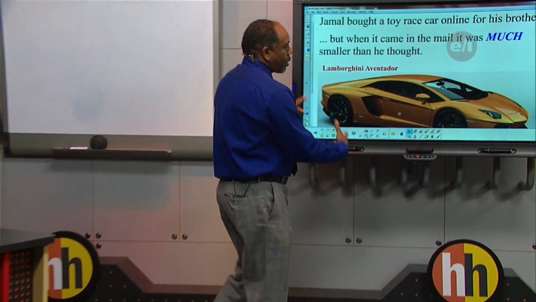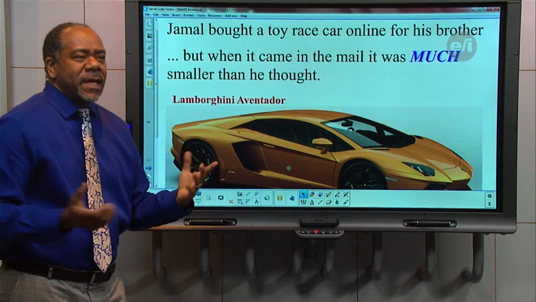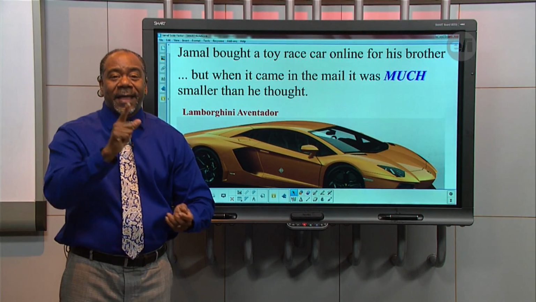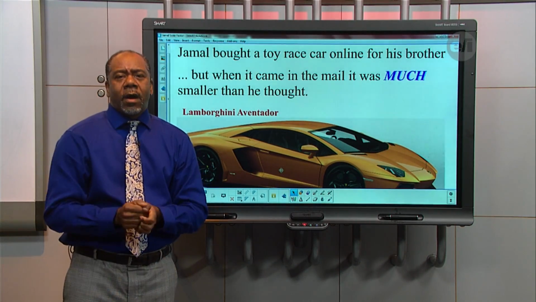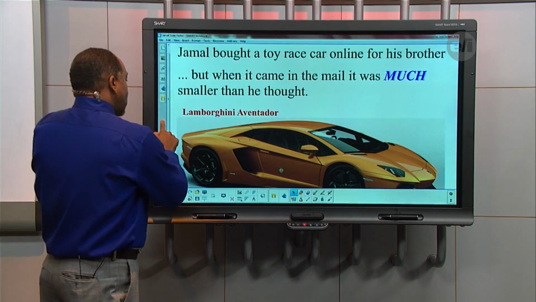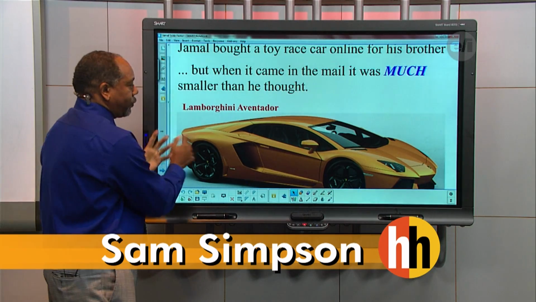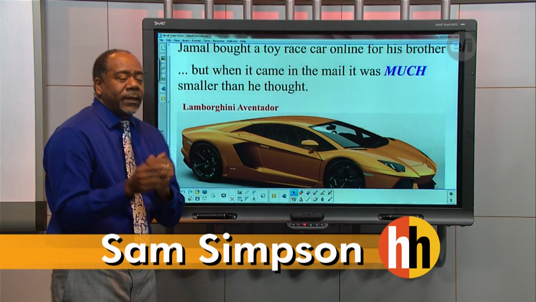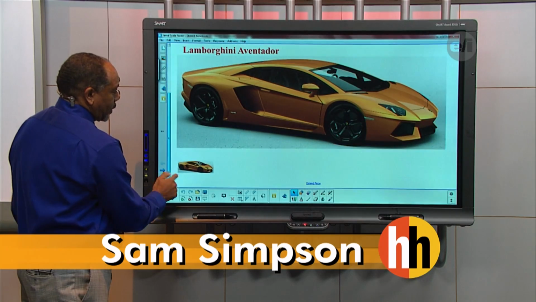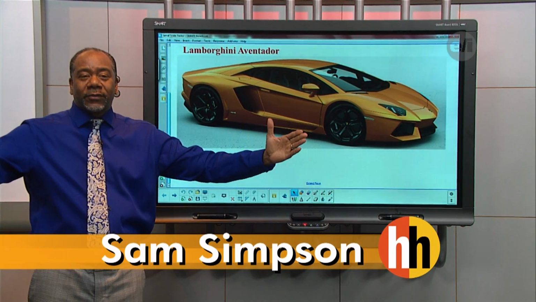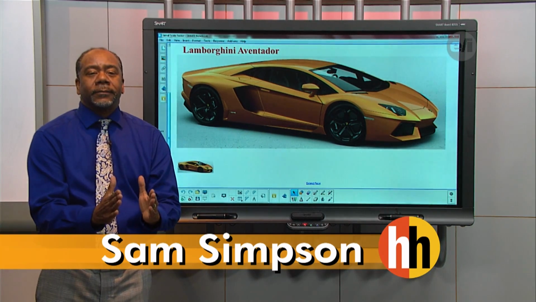Jamal bought a toy car online for his brother. His brother loves this Lamborghini. He's got a poster on his wall, and Jamal saw it online. He said, you know what, I'm going to get that. It's a remote control car, and I'm going to get it for my brother. So he got it. He saw that ad. It was nice and big and beautiful, and he knew his brother was going to love it, but that's the car he got. He was thinking it was going to be a huge remote control car, and it was much smaller.